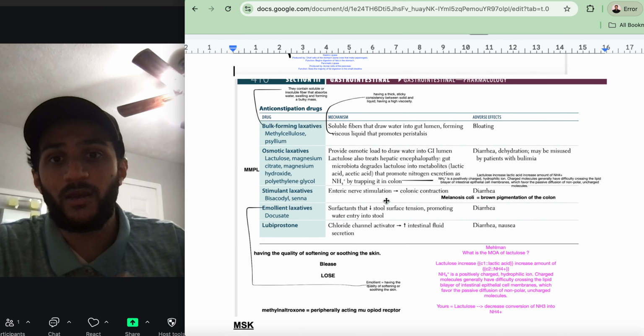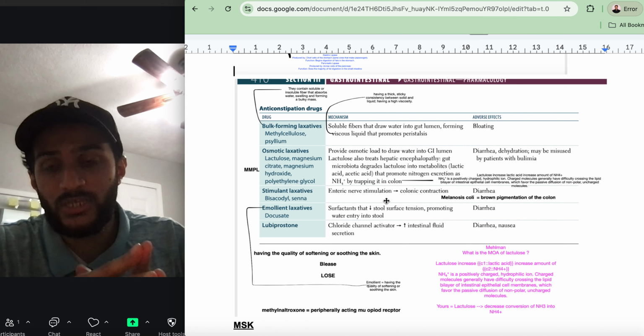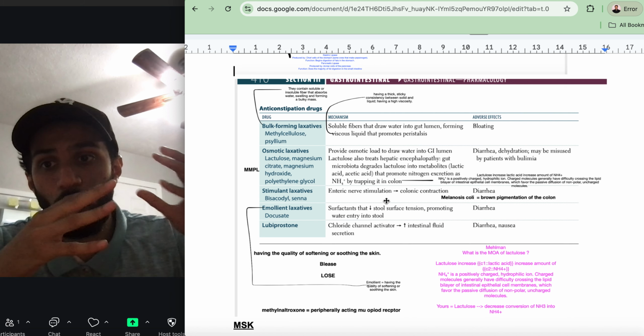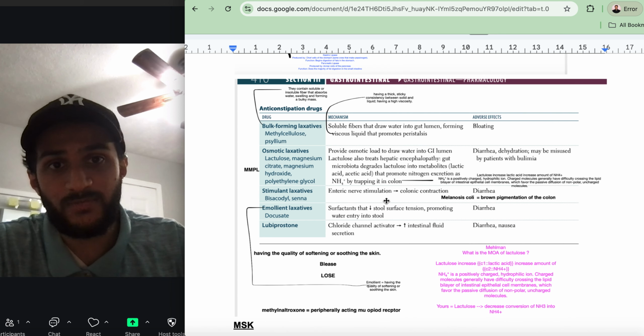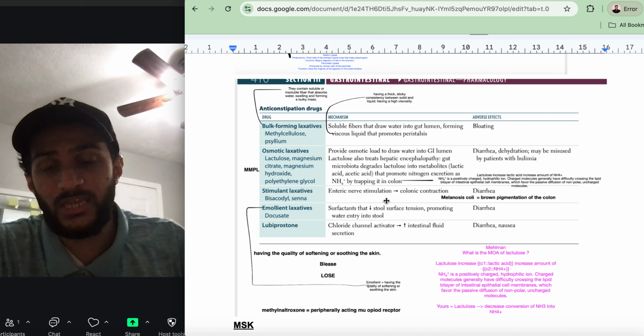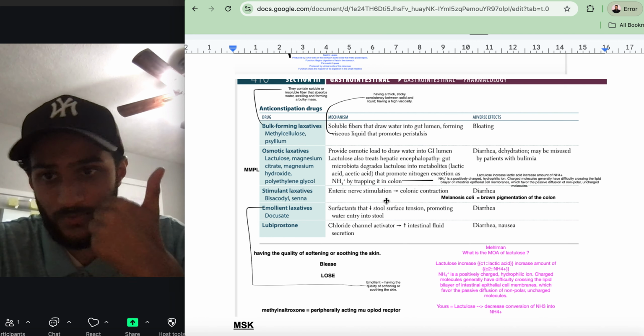We can have bulk forming laxatives. These are basically bulk forming, like psyllium and methylcellulose. You're bringing in all of those fibers, so soluble fibers, into the gut and forming a viscous fluid, which promotes peristalsis. Viscous means a thick, sticky consistency. Osmotic laxatives are like magnesium hydroxide, which we spoke about as an antacid.